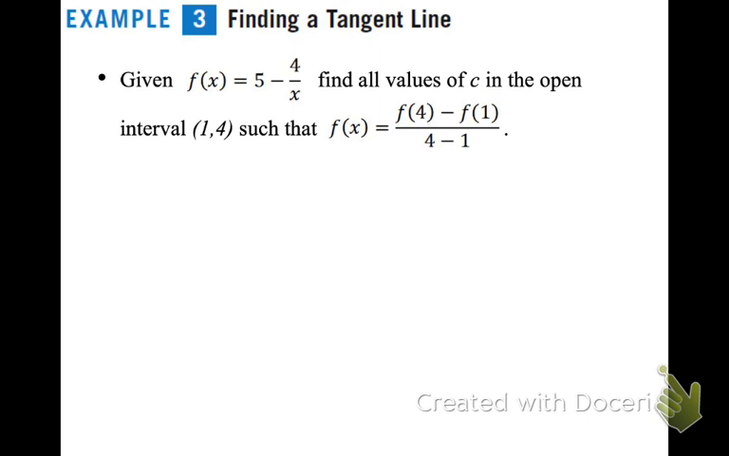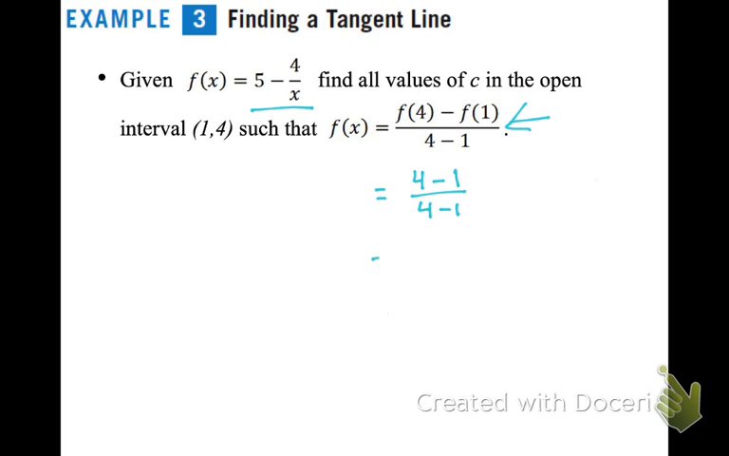Okay, well, I'm going to start off by finding this. So I have 1 and 4, so I probably need to plug 1 and 4 into the original to get the answers, right? So if I plug in 4 and 1, 5 minus 1 is 4. 4 minus, and I plug in 1, 5 minus 4 is 1, over 4 minus 1, which would be 0.